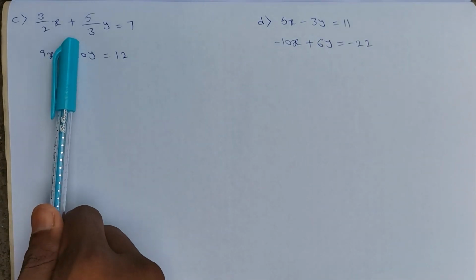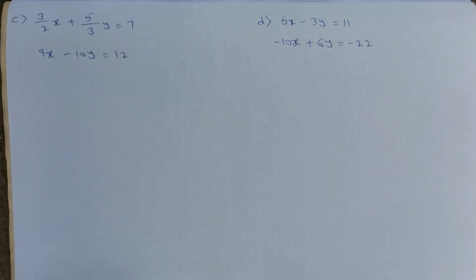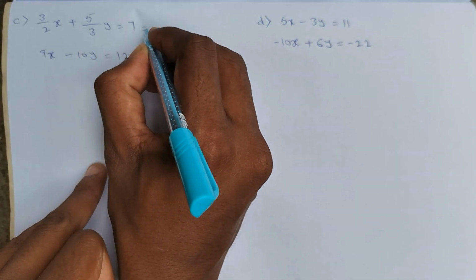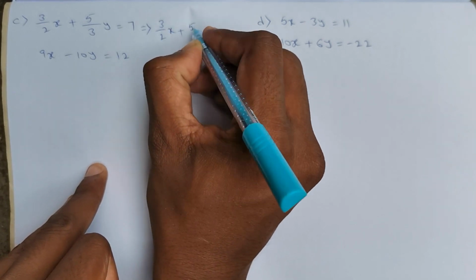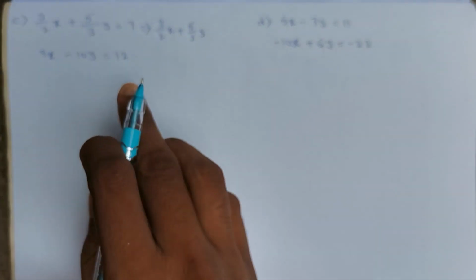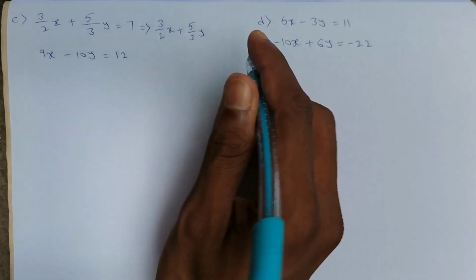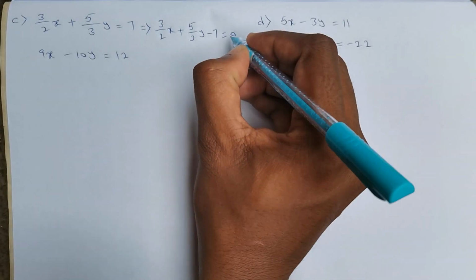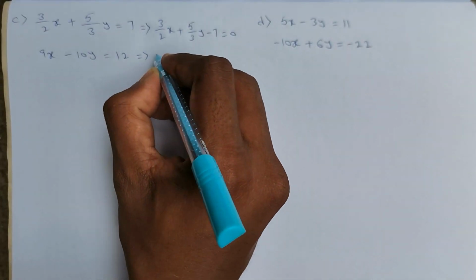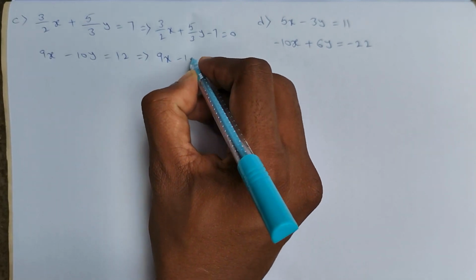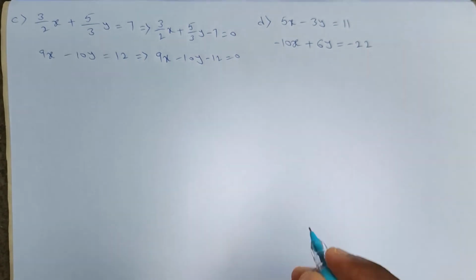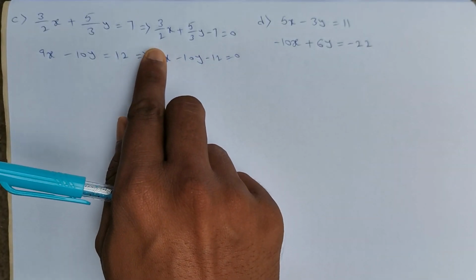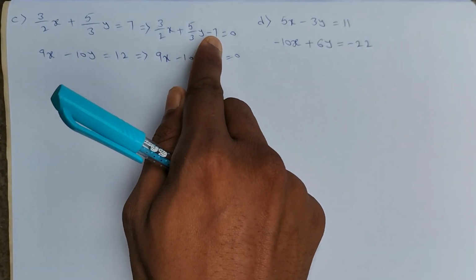3/2 x + 5/3 y = 7. Again here also same, everything I will take first to the left side. 3/2 x + 5/3 y, here plus 7 is there, if we take to the other side it will become minus 7, minus 7 equals 0. The same way the second equation also, 9x minus 10y plus 12, if we take to the other side it will become minus 12 equals 0. Now this is a1, this is a2, this is b1, this is b2, c1, c2.